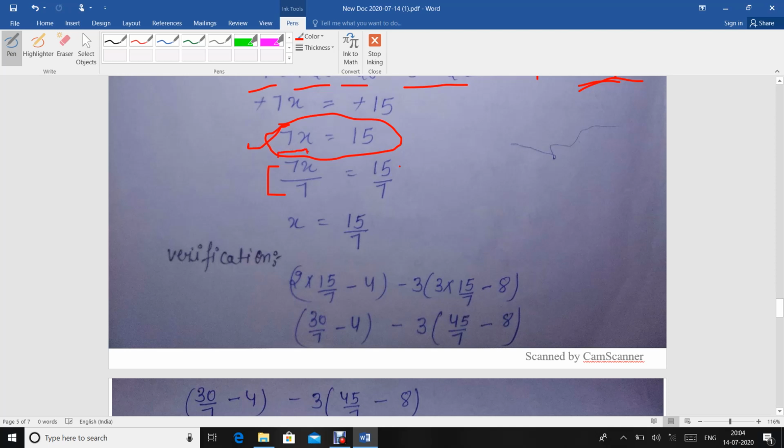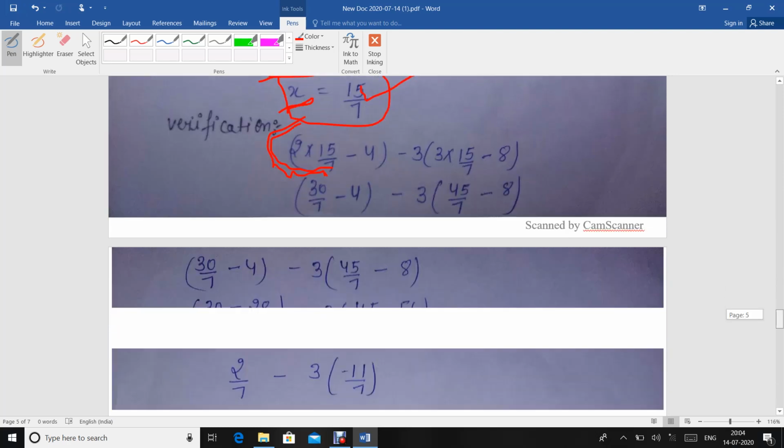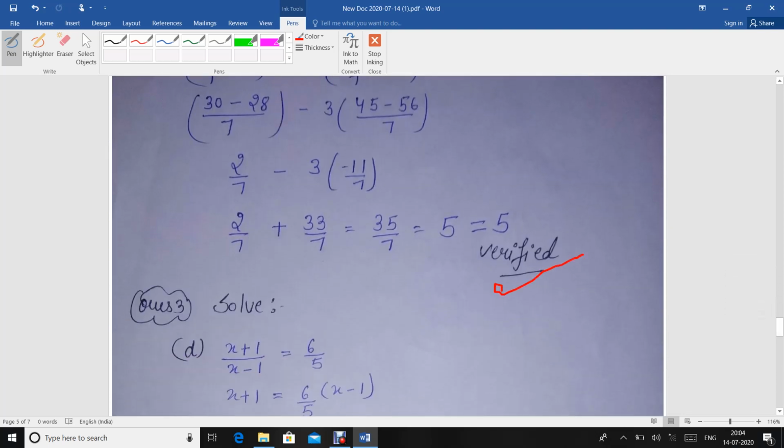Here the value with x is 7 and it is in multiplication form, so you have to divide by 7 on both sides. 7x divided by 7, also 15 divided by 7. Now 7 is cancelled with 7. Here x is left and is equal to 15 upon 7. Now the value of x is equal to 15 upon 7. Now you can put the value x is equal to 15 upon 7 in the equation and solve it further. After that you will see that the equation will be verified.